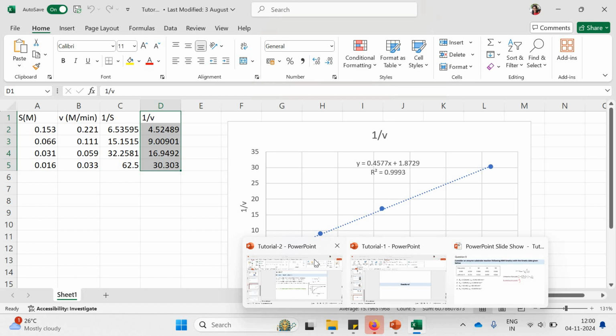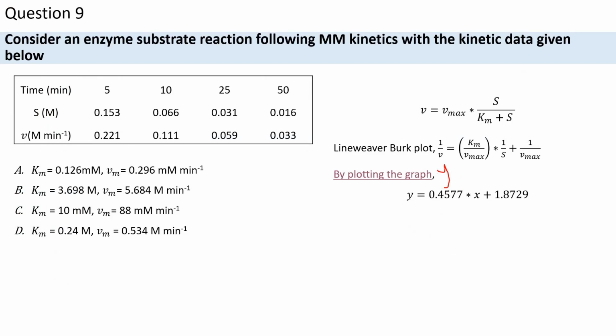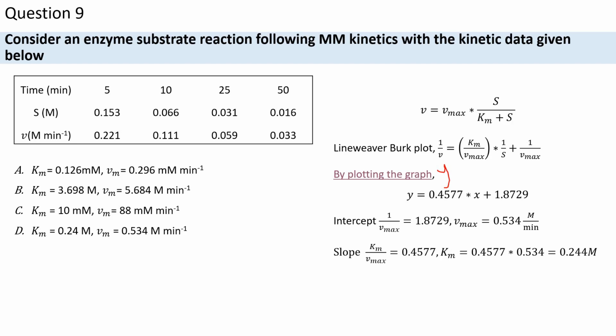Again we'll go back. This was the equation shown when we plotted 1 by V versus 1 by S. So what does that mean? Km by Vmax is equal to 0.4577, whereas 1 by Vmax is equal to 1.8729, and Vmax is equal to this value. When we substitute Vmax into Km by Vmax, we will be able to find out the Km. So the right answer is Km and Vmax, option D.